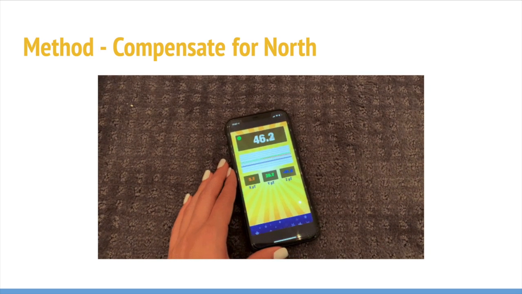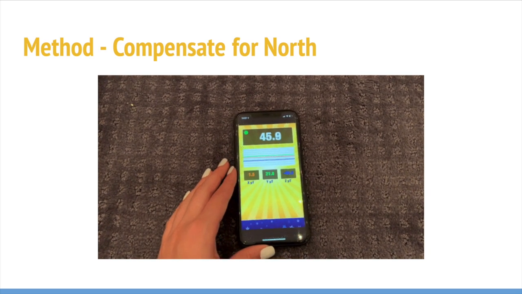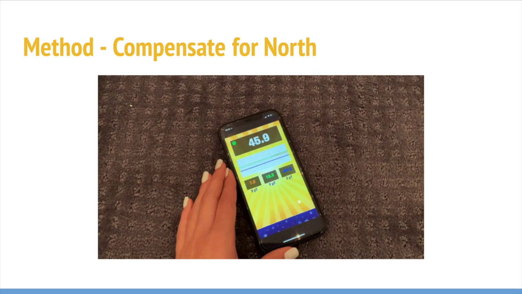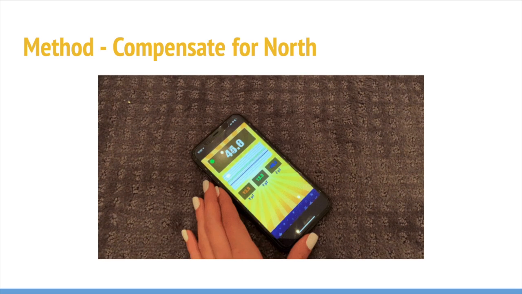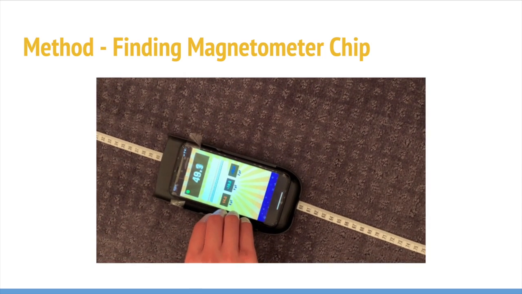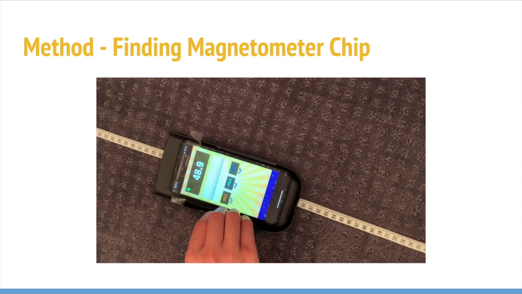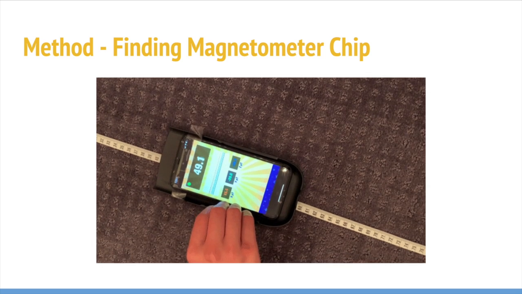The first task that we will do is to compensate for the north, so you will download the magnetometer app and place the phone on a flat surface and turn it until the magnetic field in the x direction is 0. The next step is to find the magnetometer chip. You will do this in the x and in the y direction of the phone.